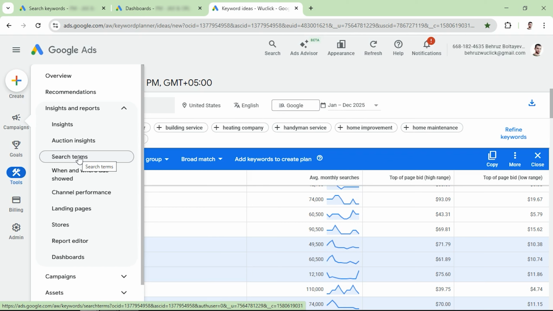And you can add them as your target keywords by adding to your existing ad groups, or you can even create their separate ad groups. And that way, you can keep adding more higher quality keywords, and higher quality keywords can help you turn more of your traffic into phone calls.